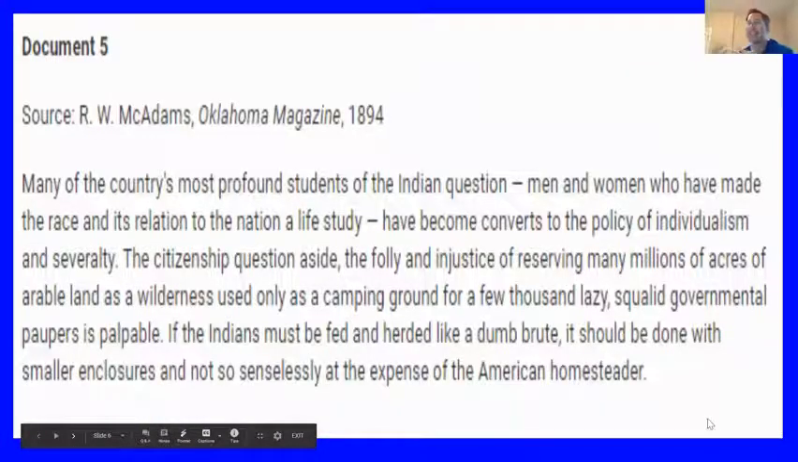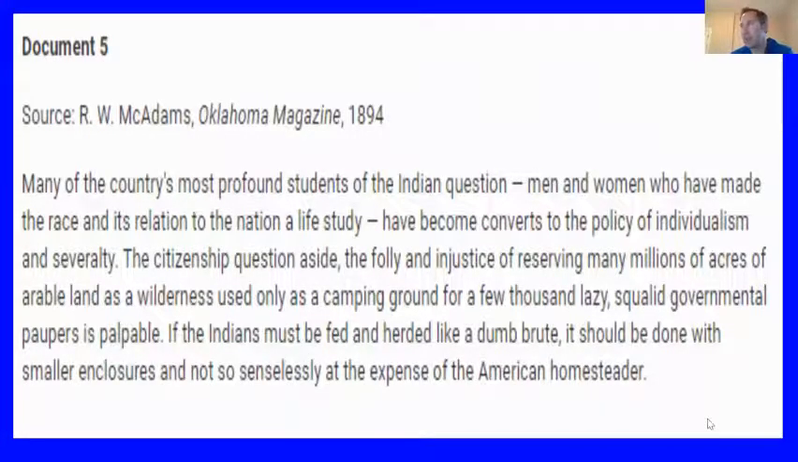Another document that sometimes was missed and that I just want to be very clear on is document 5, R.W. McAdams in the Oklahoma Magazine, 1894. And he's talking about Native Americans, and a lot of people are just trying to figure out what it is that he was talking about. And I had mixed responses. Some people said that he's in favor of Native Americans. Other people said that he was opposed to it. And the right answer is he is opposed.